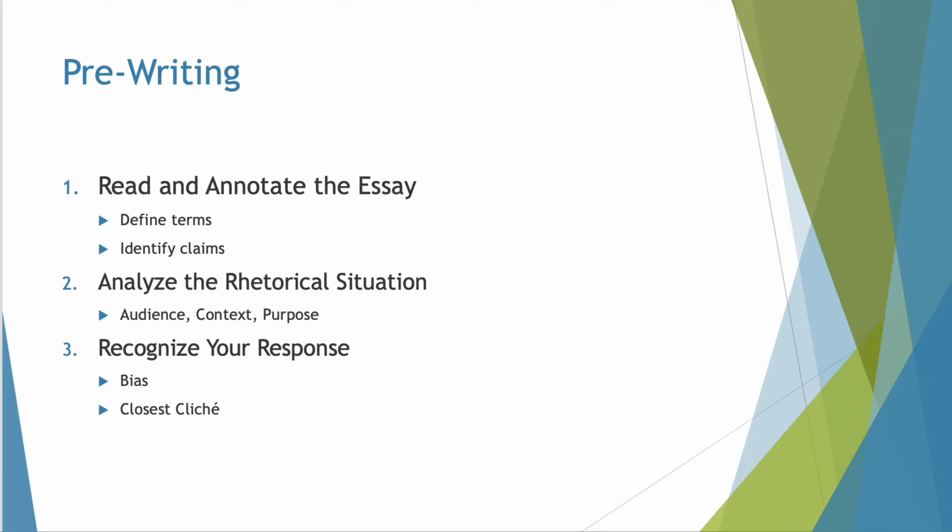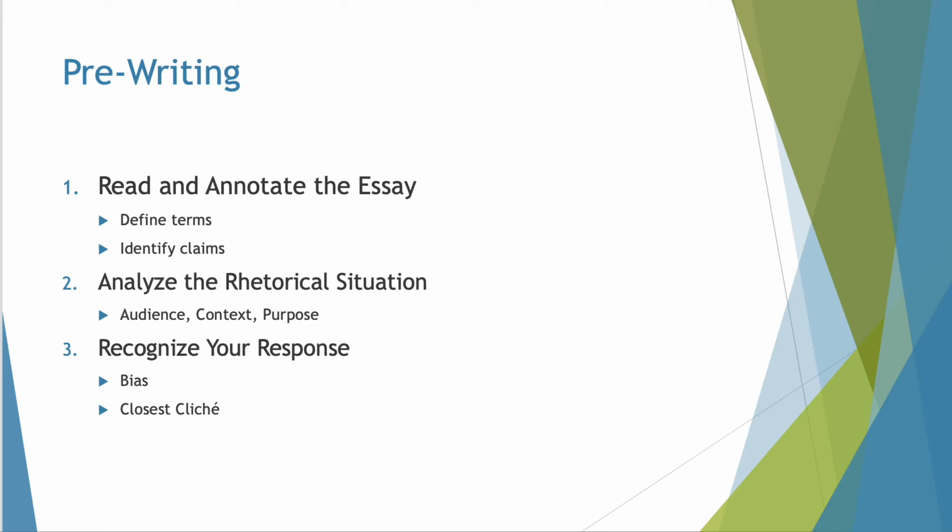You should also analyze the rhetorical situation. So think about who the audience, what the context, and what the purpose of the essay of your choice is. That's going to help you explain why the author is making the moves that they're making. And then finally, recognize your own response to the essay. Do you agree or disagree with it? If you disagree, you're liable to be looking at it in a biased way. So you just need to be aware of that so that you can make sure that you're representing it carefully.